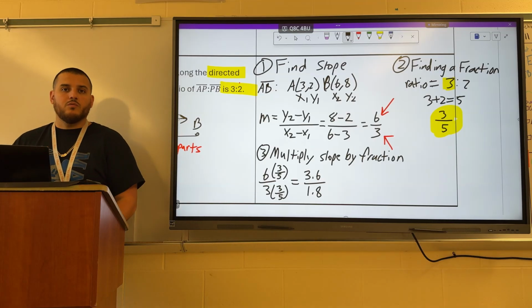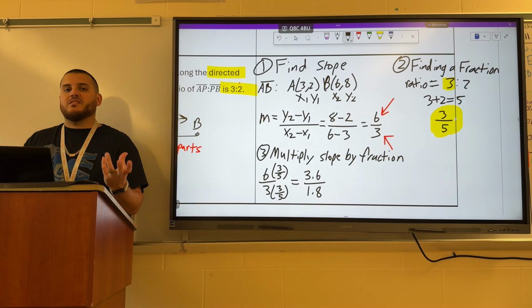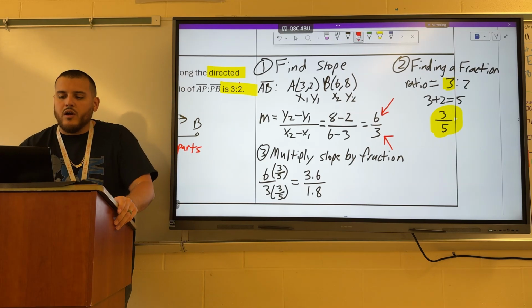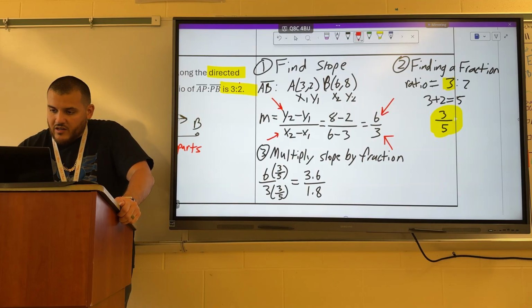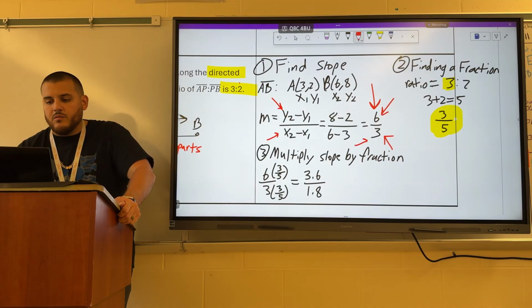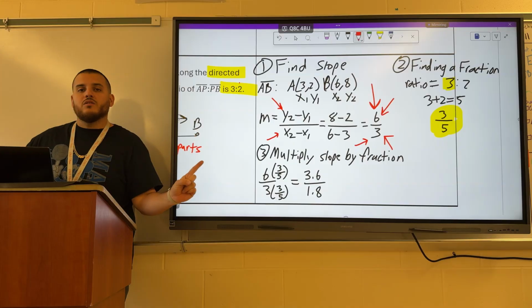Now, this is a very crucial moment with the numbers that we got here and understanding what these numbers mean. Remember, our slope formula has y's up top. It has x's on the bottom. So remember, this means that we're 6 units apart for our y coordinates. We're 3 units apart for our x coordinates. That's from A all the way to B.